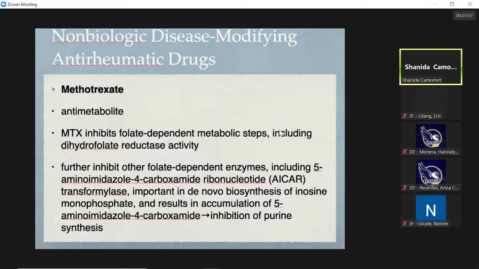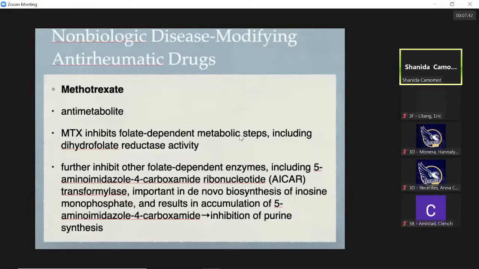Inhibiting this one will further inhibit the other folate-dependent enzymes, including your ICAR, or 5-imidazole carboxamide ribonucleotide transformylase. This ICAR enzyme is an important enzyme in the de novo biosynthesis of your IMP. And this will result in the accumulation of your 5-imidazole 4-carboxamide, which further inhibits your purine synthesis.